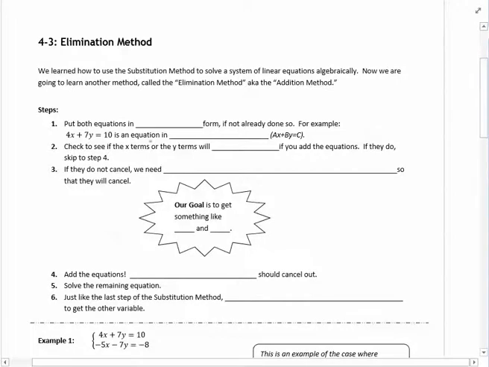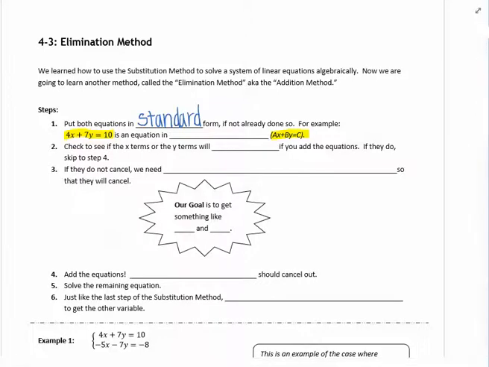So our steps. Step 1. You want to put both equations into standard form if they're not already done so. So remember, standard form is this thing right here, ax plus by is equal to c. We have the x term and the y term on one side and the number term, the constant term, on the other side. So we have this, for example, 4x plus 7y is equal to 10. That is an equation that is in standard form. And we want both of them like that.